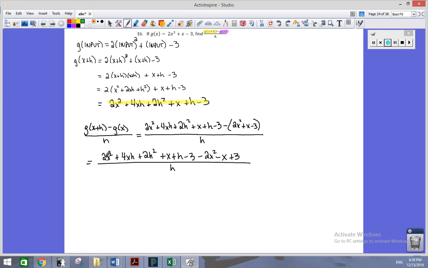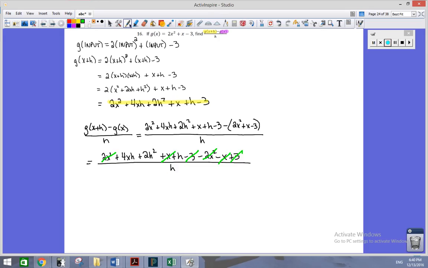I have a 2x squared right there and it doesn't have an h. Somewhere in here I know there's going to be a negative 2x squared. There it is. They're going to cancel. Now this term has an h. I don't believe it's going to cancel. This term has an h. I don't believe that it's going to cancel. This x doesn't have an h. I know that somewhere in here, instead of adding x, there's going to be subtracting x, and there it is. Now that has an h. I don't believe it's going to cancel. That negative 3 is going to cancel here with that positive 3.